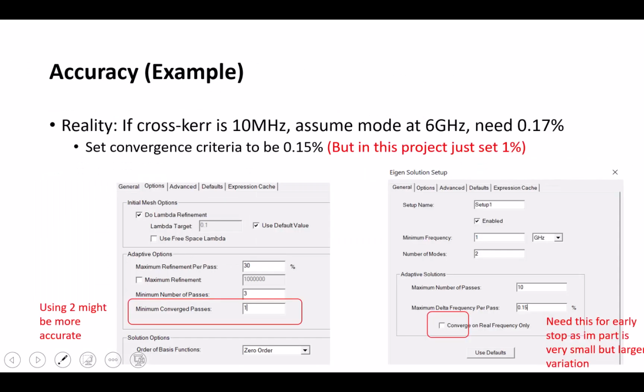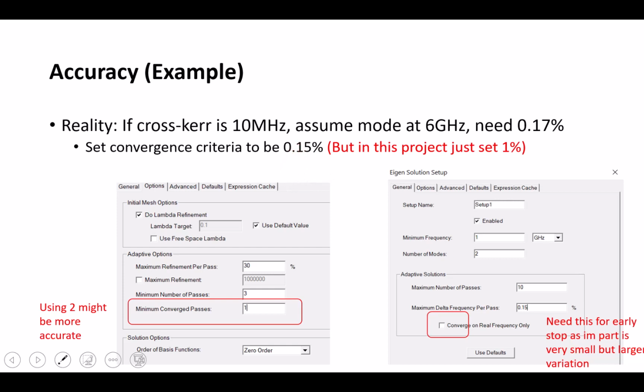Now I'll just take this opportunity to learn what accuracy you need to set up. For example, in this example, if the Cross-Kerr is 10 megahertz, and my mode is 6 gigahertz, then you have about 0.17 percent shift in the frequency. Then your convergence criteria should be smaller than that, because convergence says that if you don't change any more by that much percentage, then I assume it converged. I'm telling you to use 1%. It's way larger than this.